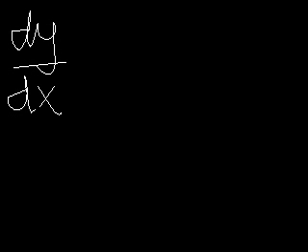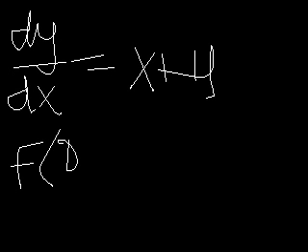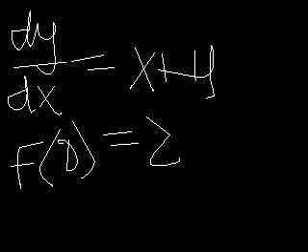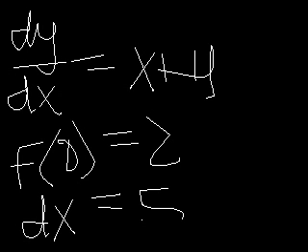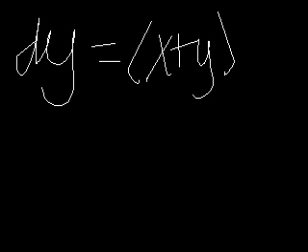In this case, you're going to use the function dy over dx equals x plus y. We're going to have a starting point of f of 0 equals 2. And we're going to have a step size, or dx, of 0.5. It's pretty standard. So the first thing we want to do is solve for dy, in which case all we have to do is multiply both sides by dx. So dy equals (x plus y) dx.